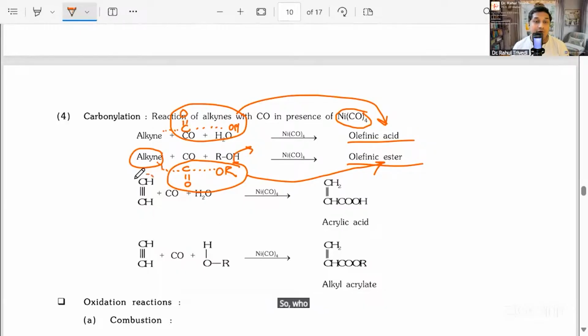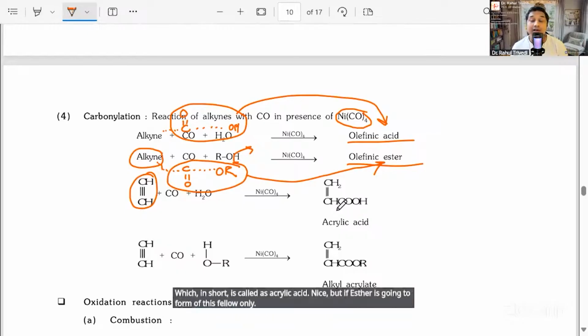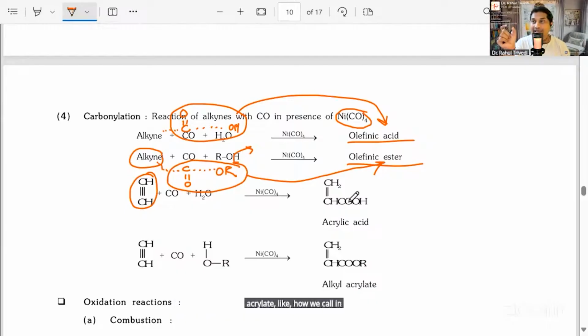So who is the olefin if triple bond breaks here? Obviously, vinyl. Yes, vinyl connected to carboxylic acid. Yes, vinylic carboxylic acid is there, which in short is called acrylic acid. Nice. But if ester is going to form of this fellow only, you will call it acrylate, like how we call in ester, ethanoic acid, ethanoate. Make sense? So acrylate formation is happening here.